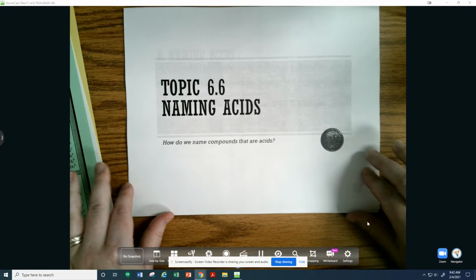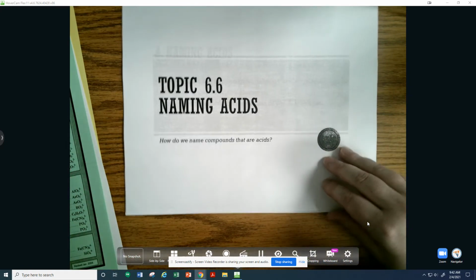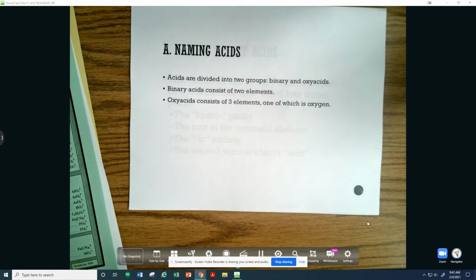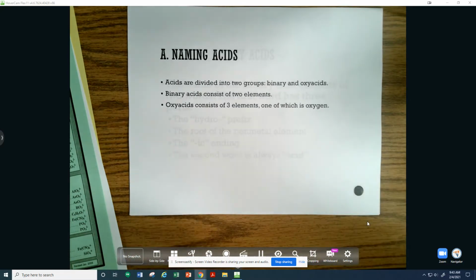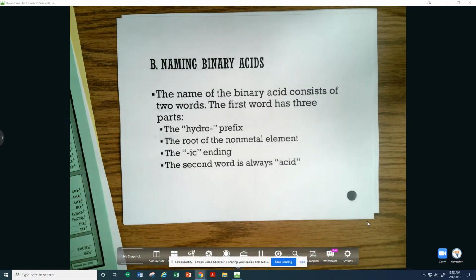Like we've been doing all along, we're going to work through how to go to a formula and then to go from a formula back to a name. When naming acids, we have two types: binary and oxyacids. Binary, like the name implies, and like we've been using in different compounds named so far, is made out of two elements. An oxyacid has three, with the name implying one of them has to be oxygen. From there, we're going to work through the binary part first.